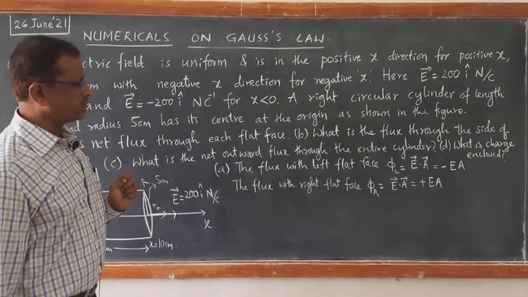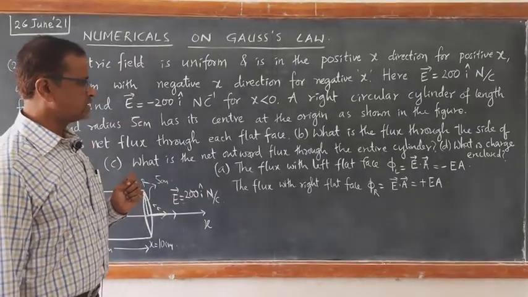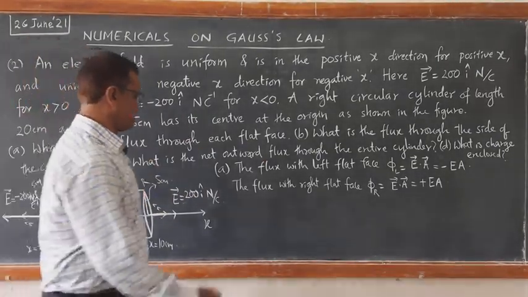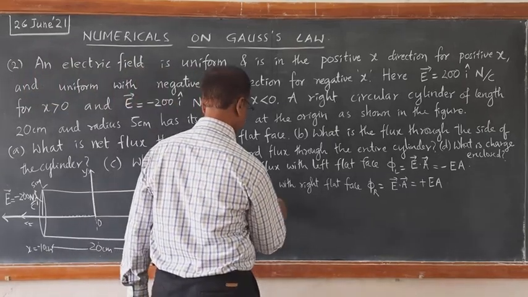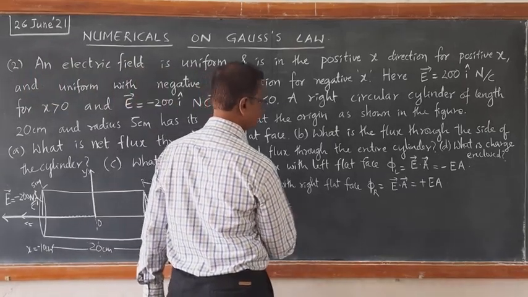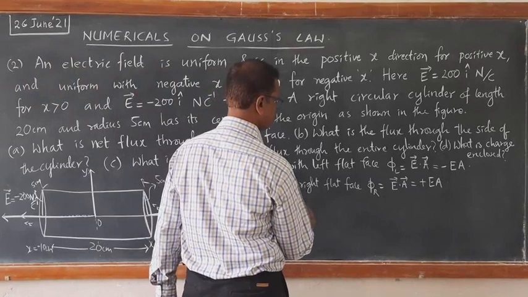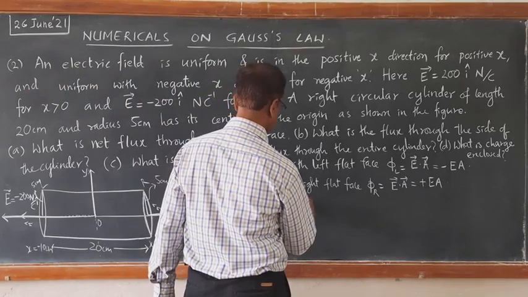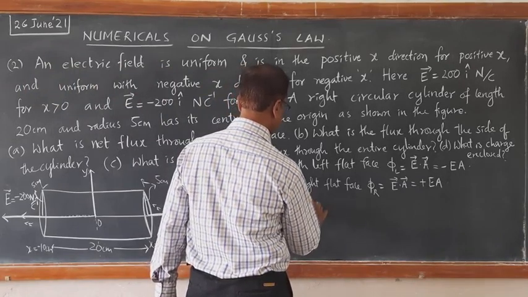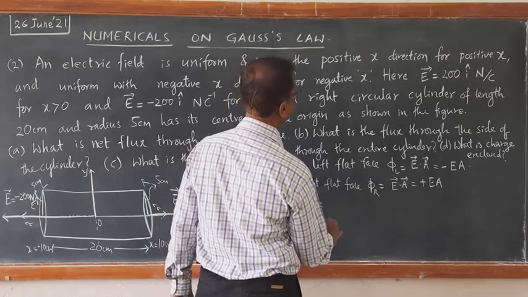Then we can calculate what is the total flux. So, first we will calculate individually. Phi L is therefore equal to EA. E is given here as 200.